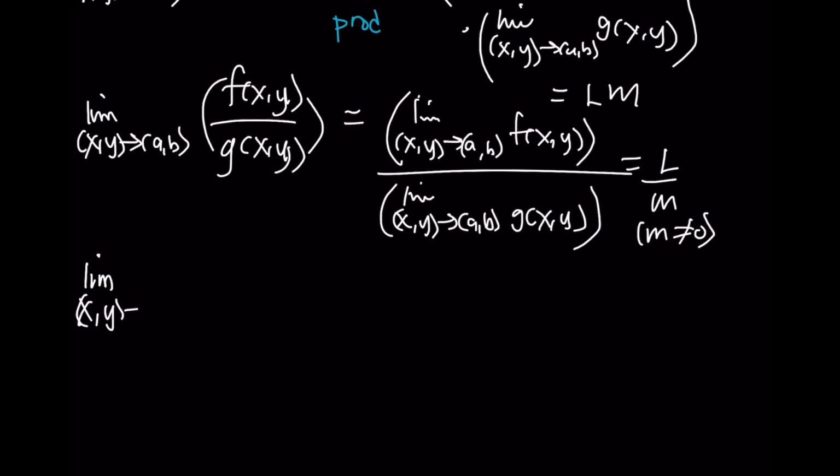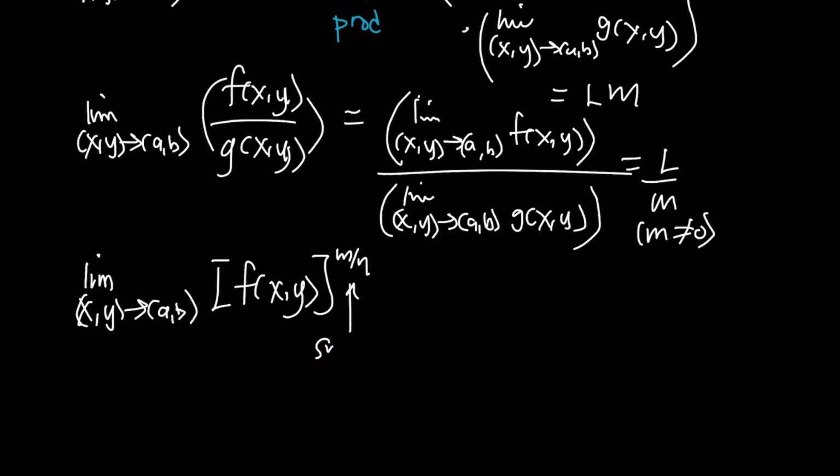And then finally, if we ever need to take the limit of a fractional power of a function of two variables, so m over n, and that's in simplest terms, then this is simply going to be the power of the limit.